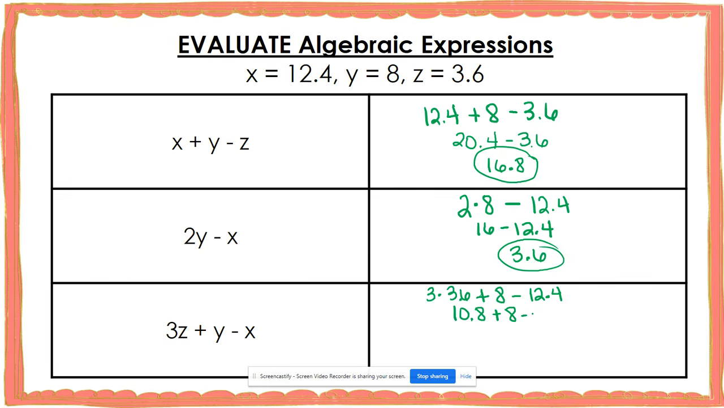Then I would add 8 and subtract 12.4. So the next thing I should do is add or subtract from left to right. So I'll add 10.8 plus 8. That will give me 18.8. And now all I need to do is subtract 12.4 from 18.8. When I subtract, I get 6.4.